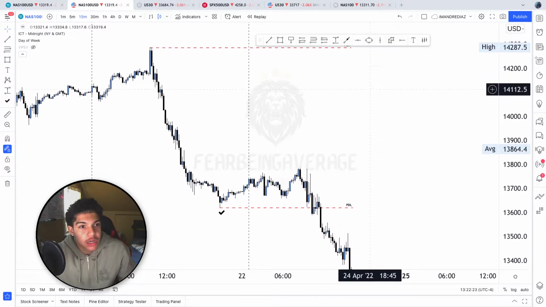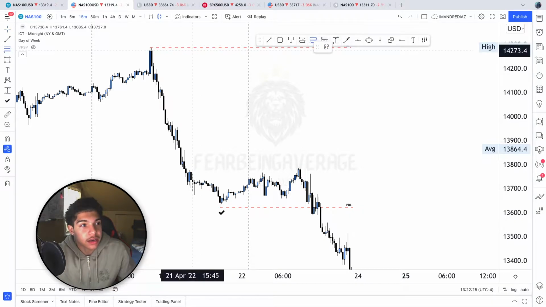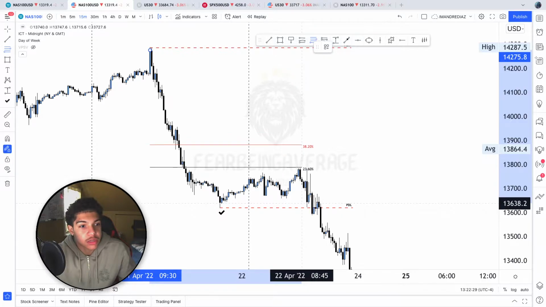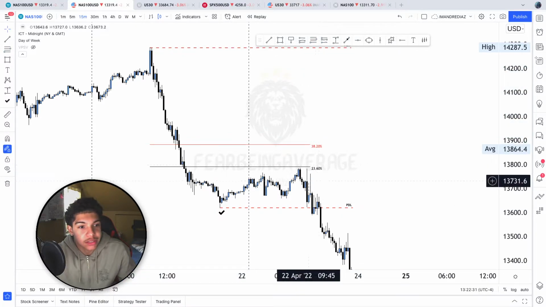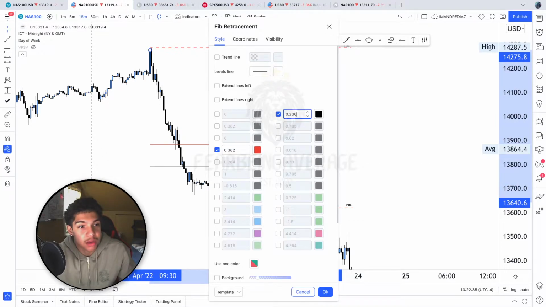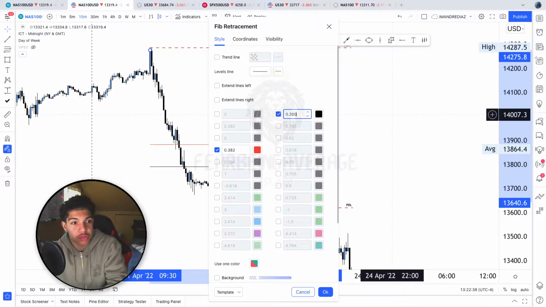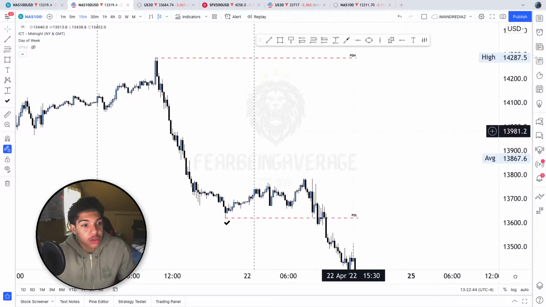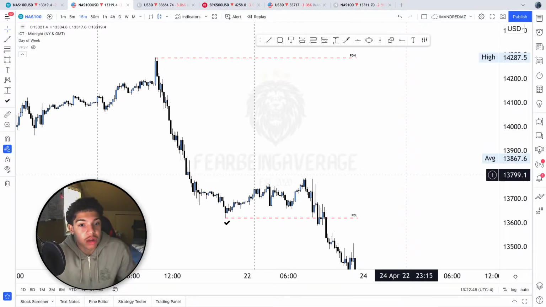So the first thing I want you guys to realize is, me personally, I didn't expect price to have this major drop like it did. As you can see, price had this very small retracement, about a 20% retracement, and it didn't even retrace to 38.2%. So personally, I wasn't expecting price to have a drop like it did.